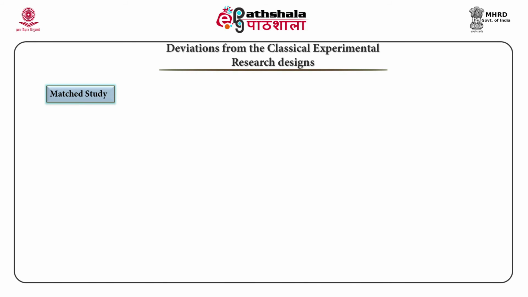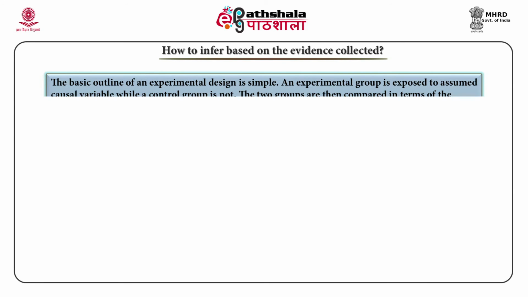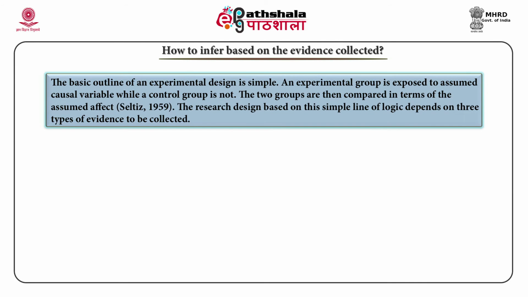Match study. The most important way to make an experimental group and a control group is to match both pairs on identical subjects such as sex or age. Unless both are matched on important characteristics, the control group and the experimental group cannot be labeled equal. The basic outline of an experimental design is very simple. An experimental group is exposed to an assumed causal variable while a control group is not. The two groups are then compared in terms of the assumed effect.